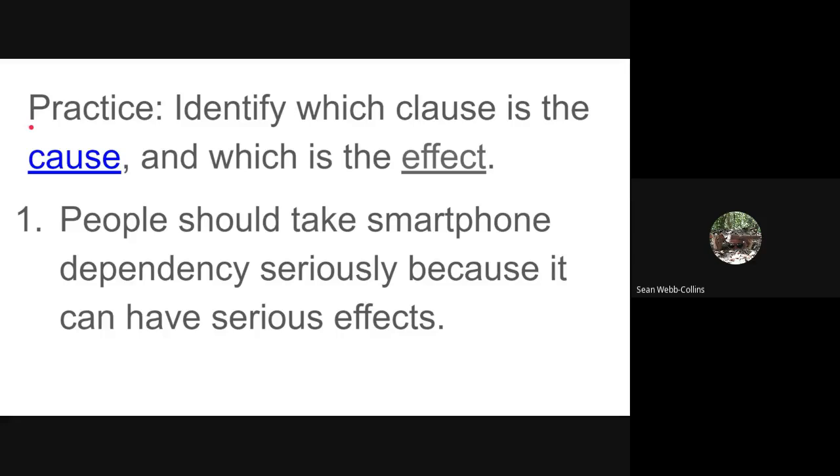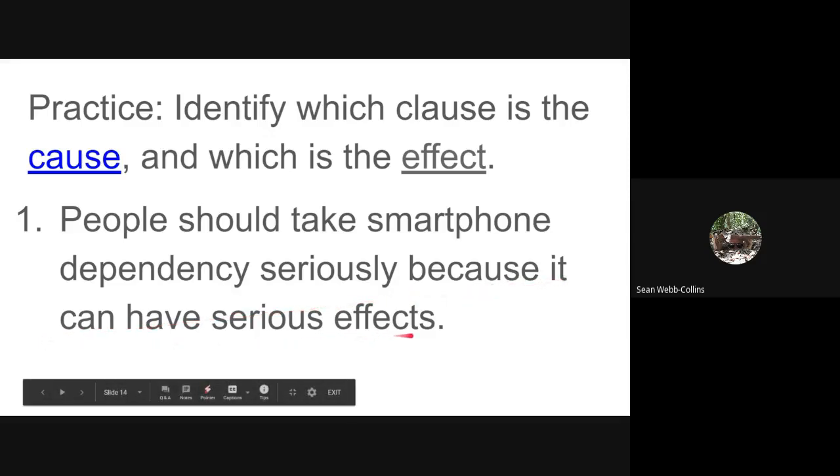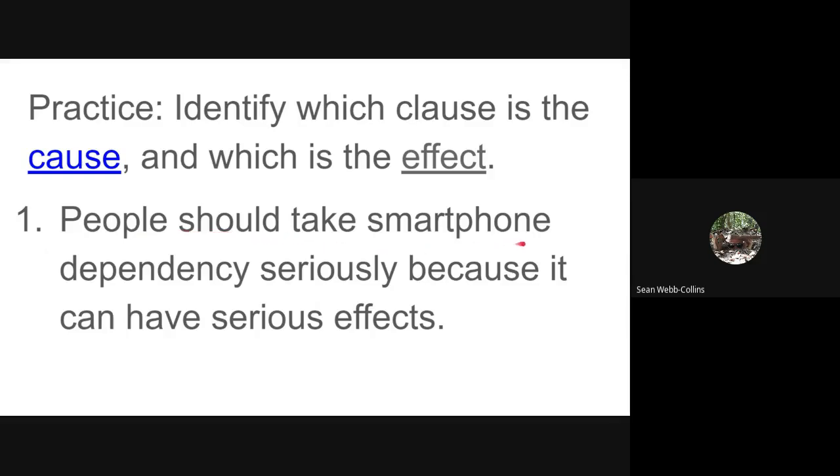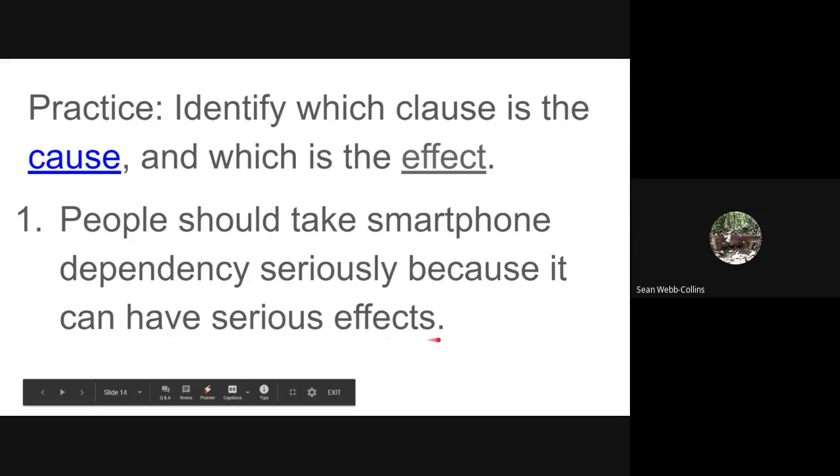So again, a little bit of practice. This time we're going to identify which clause is the cause and which is the effect. For number one: people should take smartphone dependency seriously because it can have serious effects.